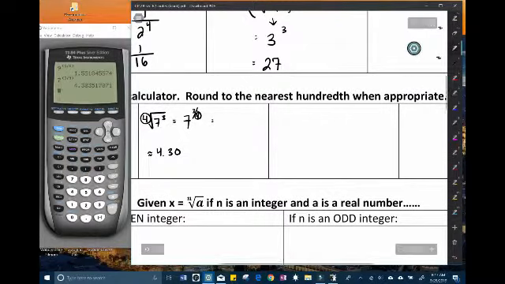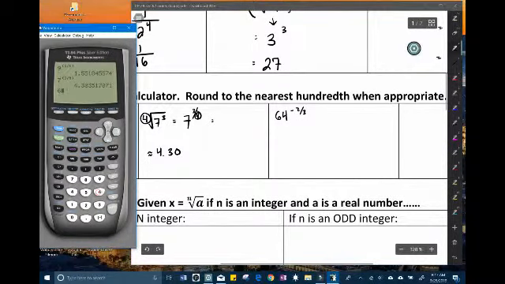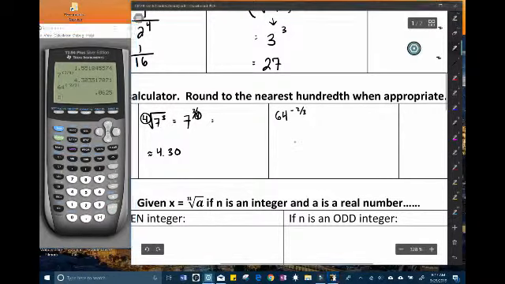64 to the negative 2/3. Let's try this. Again, this is going to just be 64 caret negative 2/3. Hit enter, and you get 0.0625, or since we're doing nearest hundredth, just 0.06.